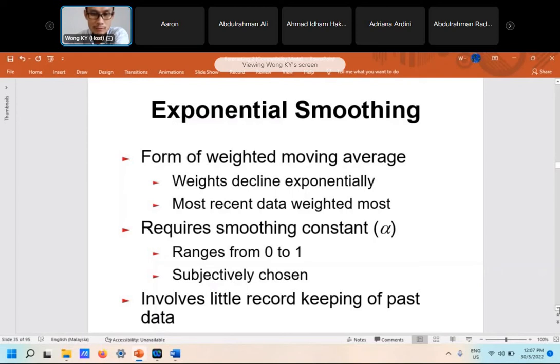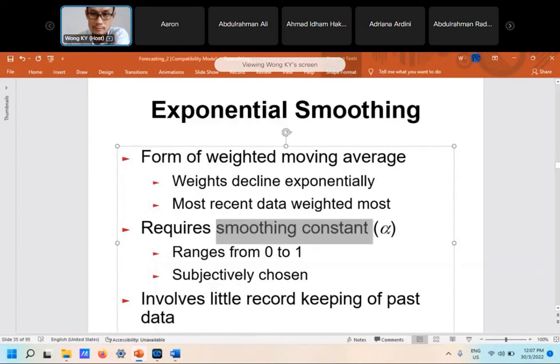We just take the most recent month's data and we make use of this smoothing constant called alpha. Alpha is a smoothing constant. Normally the value ranges from 0 to 1 and is normally subjectively chosen. Nobody knows what is the good or best alpha value to use. So in the exam, we will give you the value of alpha.